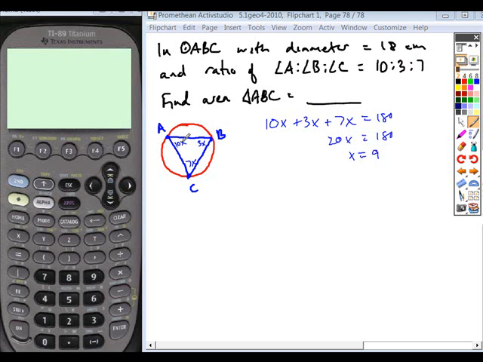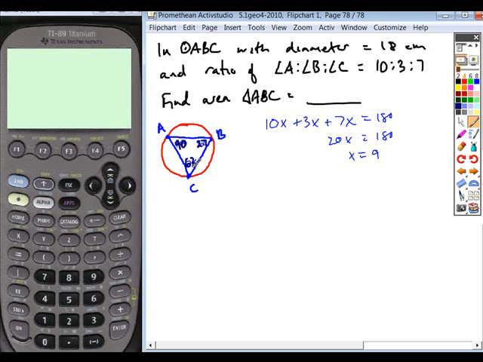Your angle A is 10 times 9, or 90 degrees. Angle B is 3 times 9, 27 degrees. Angle C is 7 times 9, 63 degrees. So that's one way to find these angle measures. You could also think of it in terms of part to whole.